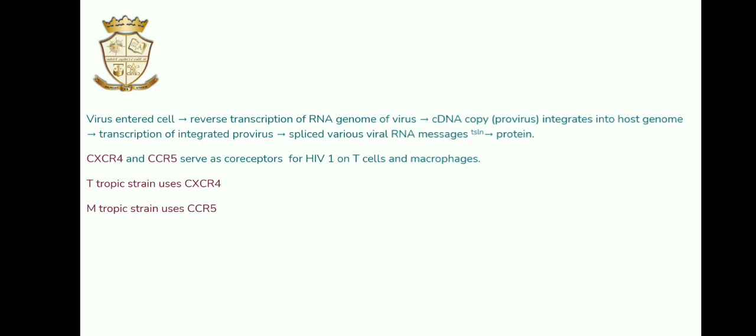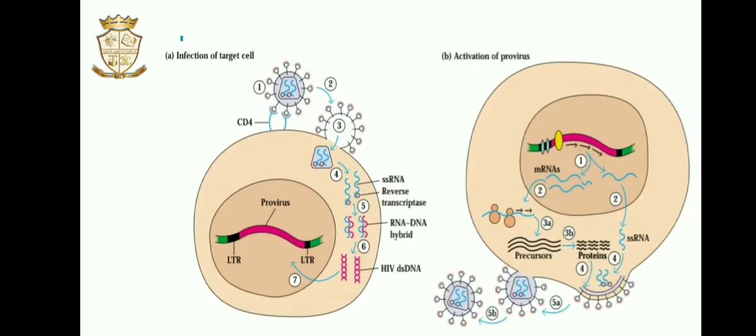CXCR4 and CCR5 serve as co-receptors for HIV on T cells and macrophages. That is, the T-tropic strain uses CXCR4 and the M-tropic strain uses CCR5. Here the figure shows the steps in HIV infection. Let's explain the steps one by one.